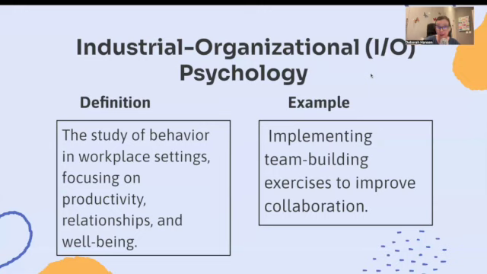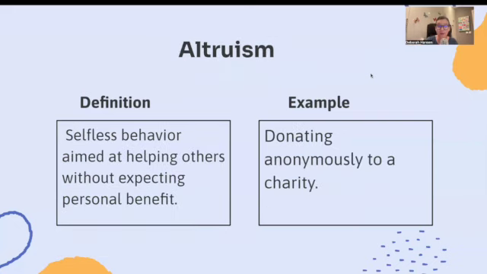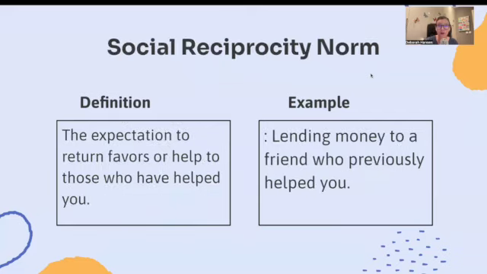Industrial organizational psychology. This is the study of behavior in workplace settings, focusing on productivity, relationships, and well-being. For example, implementing team building exercises to improve collaboration. Altruism. Selfless behavior aimed at helping others without expecting personal benefit. For example, donating anonymously to a charity. Social reciprocity norm. The expectation to return favors or help those who have helped you. So, for example, lending money to a friend who previously helped you.